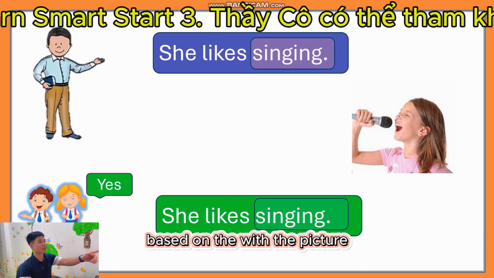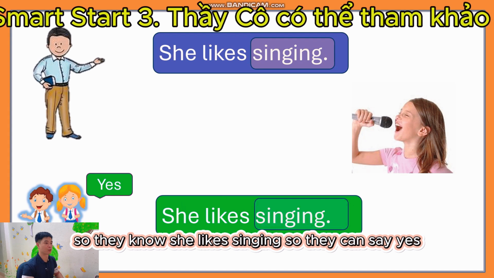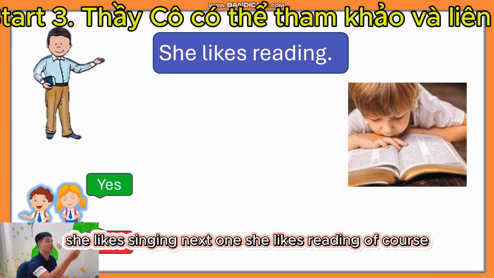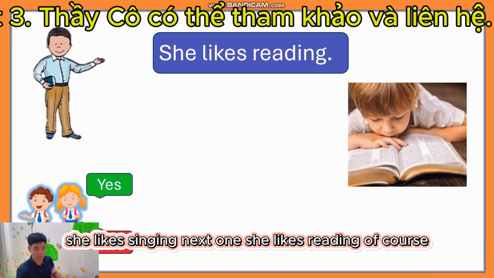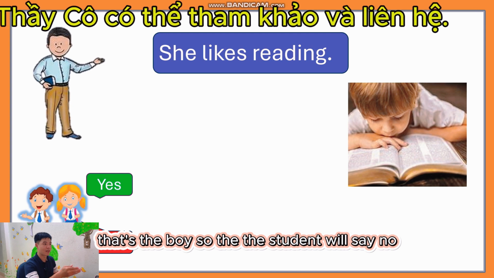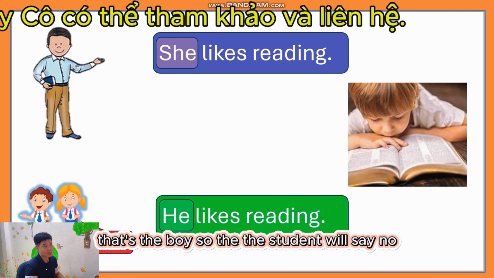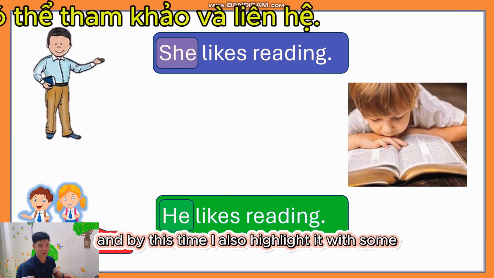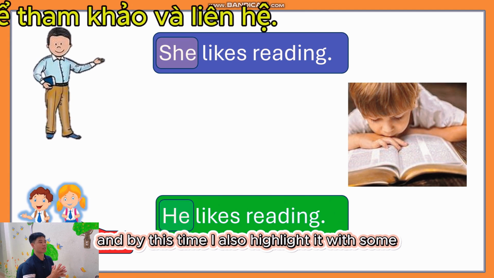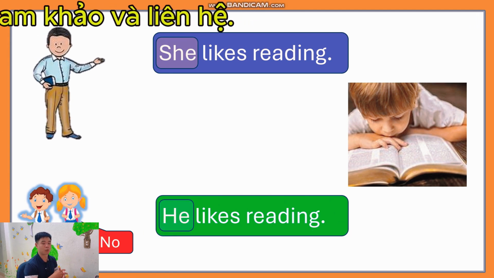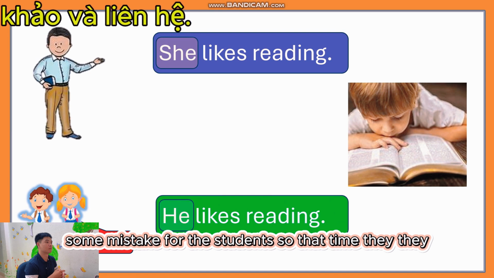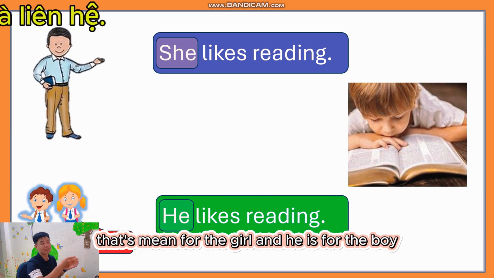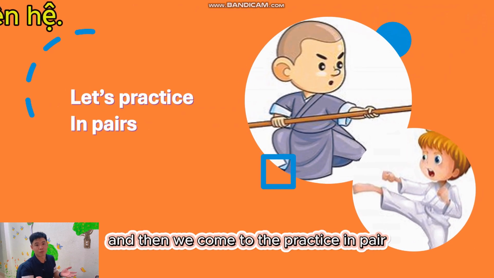So, she likes singing, of course, based on the picture. So they know she likes singing. So they can say, yes, she likes singing. Next one, she likes reading. Of course, that's the boy. So the student will say, no, he likes reading. And at this time, I also highlighted some mistakes for the students. So they will know she is for the girl, and he is for the boy.